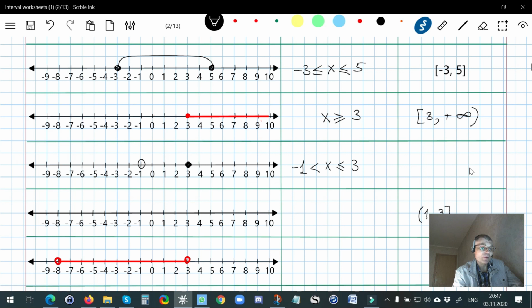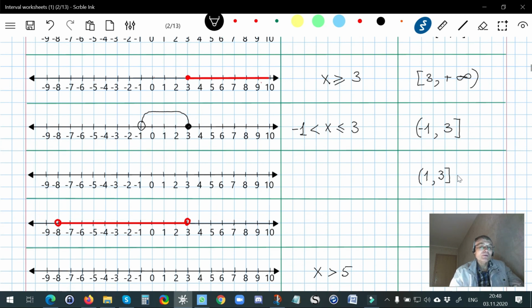The points are already there. This one is circled because it is not included. This one is blackened because it is included. I draw something like this. And now I have to write an interval notation for this. So -1 is not included, and then +3 is included.